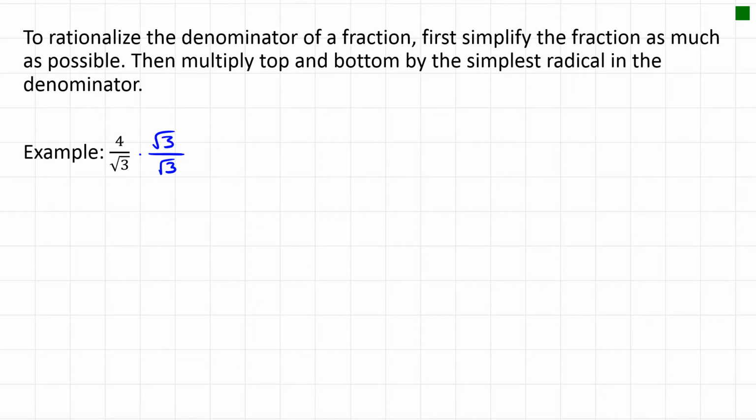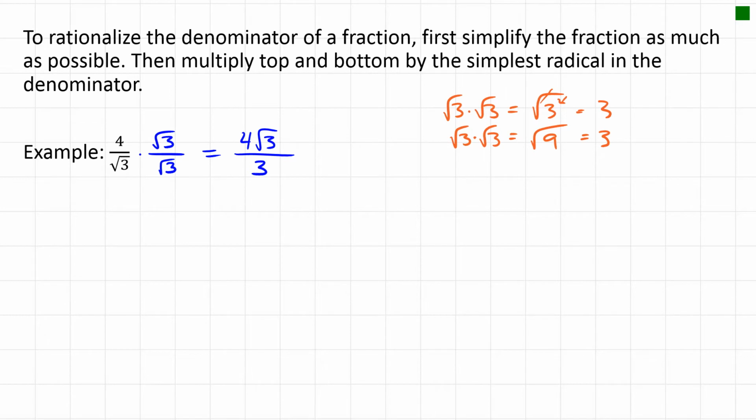When we do this, we're going to get 4 times the square root of 3 on the top, and in the bottom we have the square root of 3 times the square root of 3, and this is equal to 3. And we can show this any way that makes sense to you. You could either say, well, the square root of 3 times the square root of 3 is the square root of 3 squared, which is 3. Or you could say the square root of 3 times the square root of 3 is equal to the square root of 9, which is equal to 3. Whatever way makes the most sense for you. But ultimately, when you multiply the square root of 3 times the square root of 3, we're left with just 3.